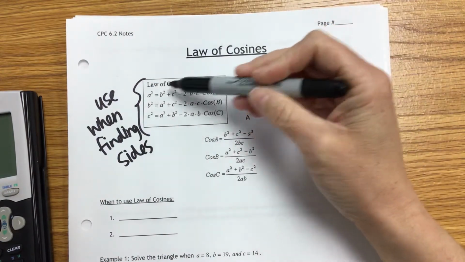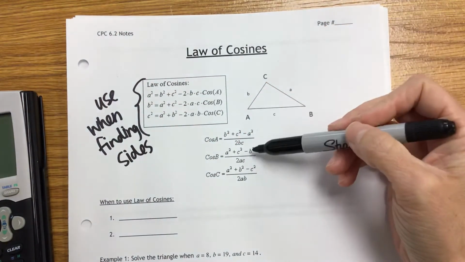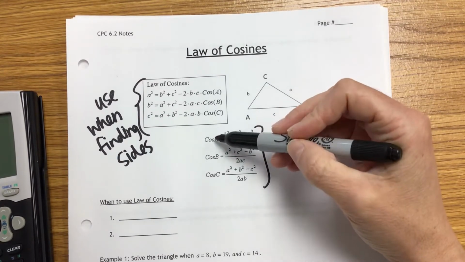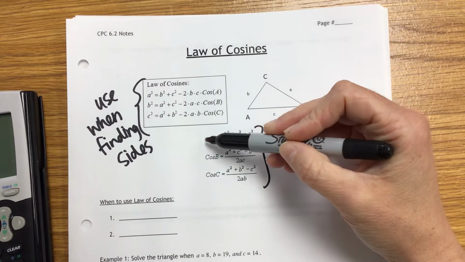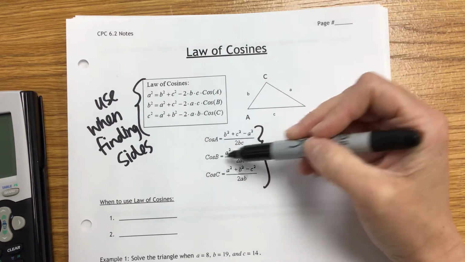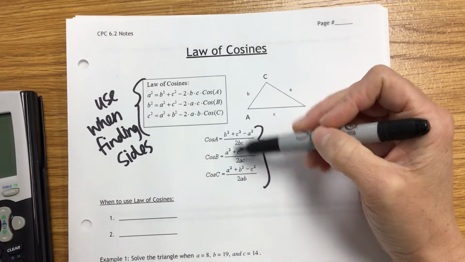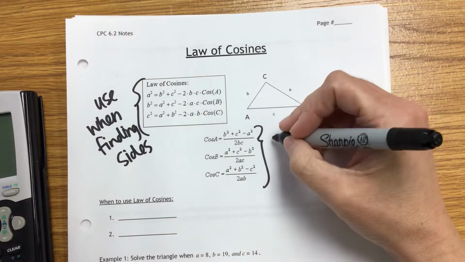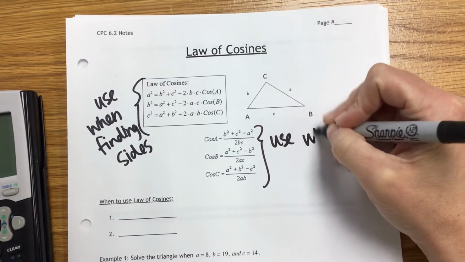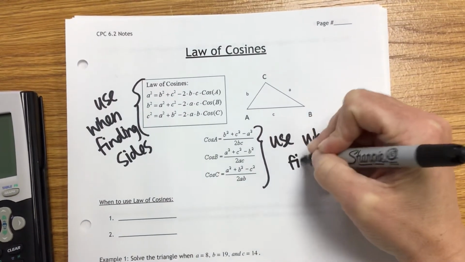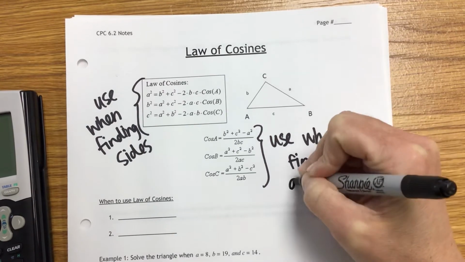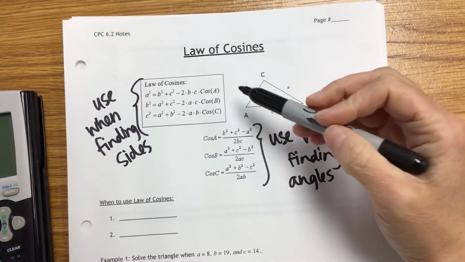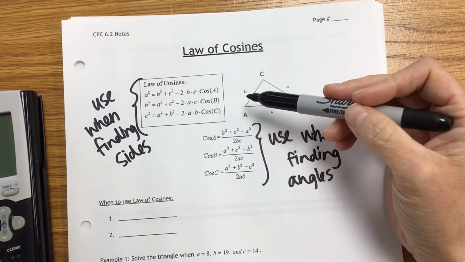If you take and rearrange this, it would look like this. So this is an alternative version of the law of cosines where it's more solved for angle A. So it's easier if you want to find angle A, B, or C to use these. So they are the same law, just different versions, kind of rearranged. And this you would use when finding angles. In my class, you don't have to have these memorized, so you just have to know how to use them.